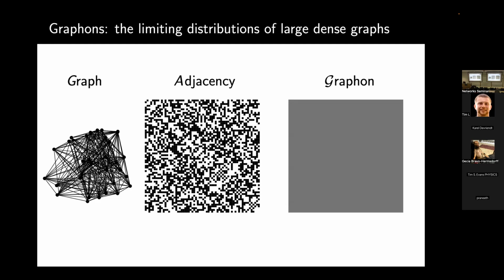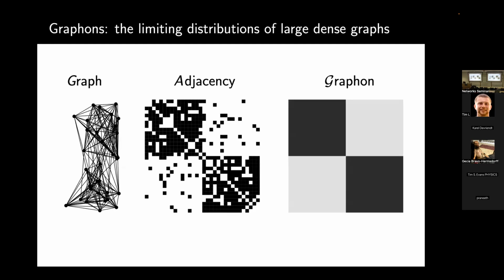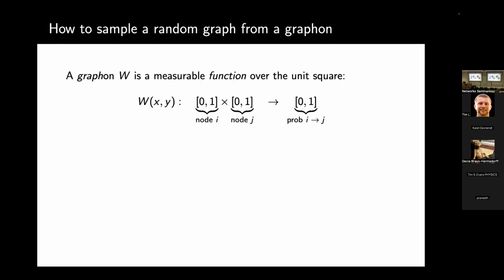This is what's called a graphon. This one is very simple, and that's the limit distribution for dense graphs. You can think about it as an infinite graph. I was going to give one more example, but first let me define what it is.